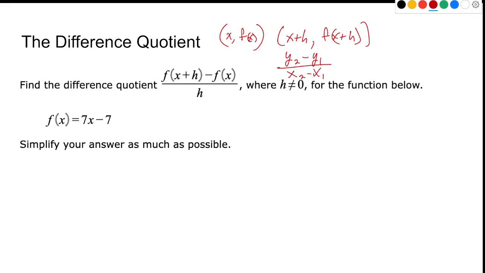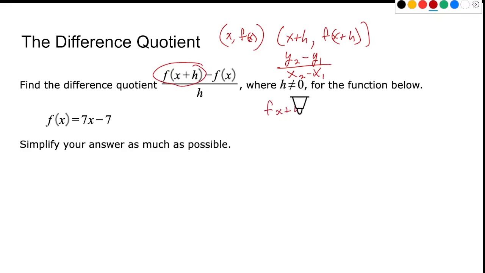And since we've got a linear function, if you remember that linear functions, what's the slope? It's 7. So the slope of this function is always going to be 7. It's got a constant. We're going to see. So when we're done with this, we should get the answer just to be equal to 7. So we'll do this. But what do we need to do to use this difference quotient? We need to find f of x plus h.